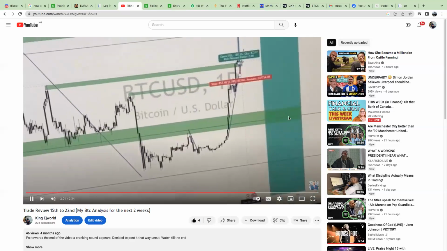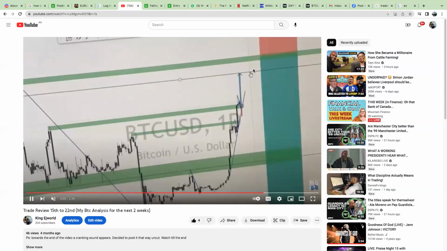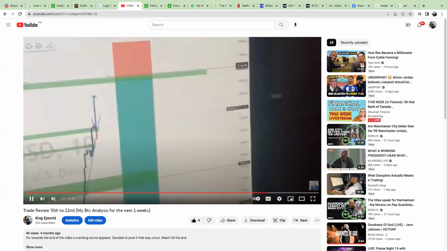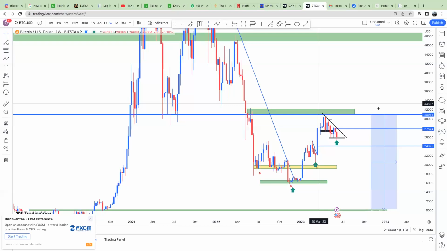In my mind, I was saying that when it gets around there, which it did not get to, it got to this line. It got to around 30,016. So it hasn't actually gotten to the real point that I was expecting. Okay, it grazed it though. It grazed it a bit.